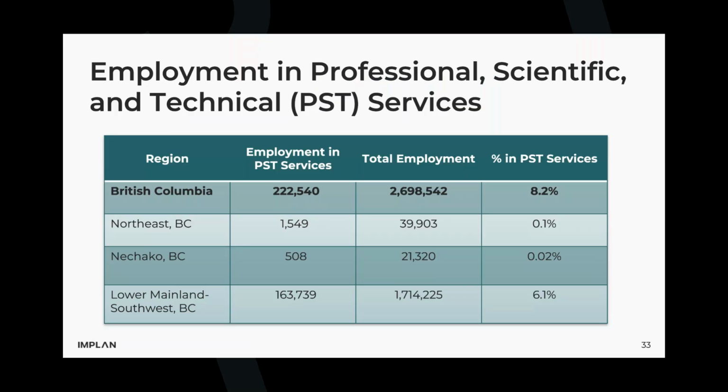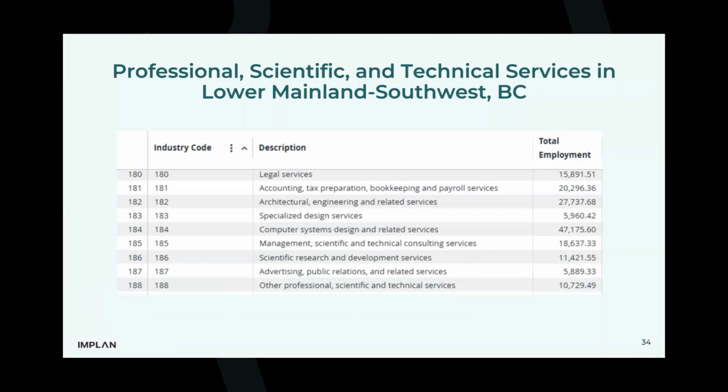Obviously, when you take a look at Northeast and Nechako, in the lower populous regions, the professional, scientific, and technical services industry is very small. It's 0.1% or less of total regional employment. So in this case, the provincial average is much more representative of the Lower Mainland Southwest than the other two regions. And this makes intuitive sense.